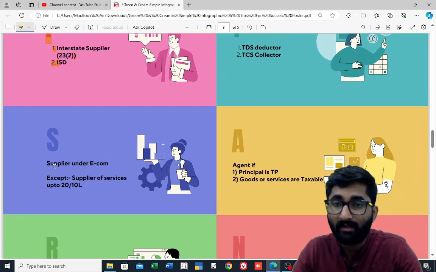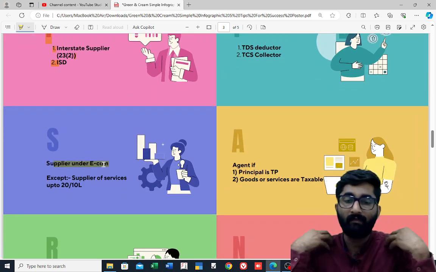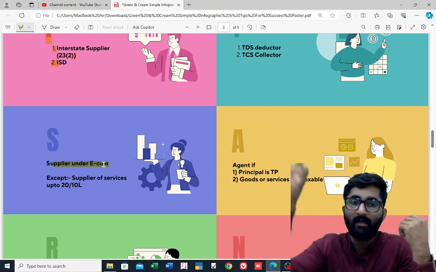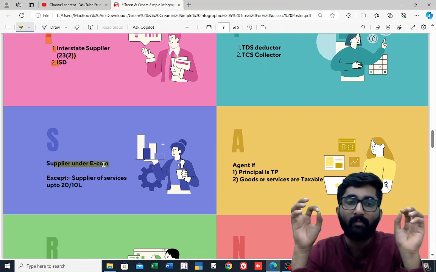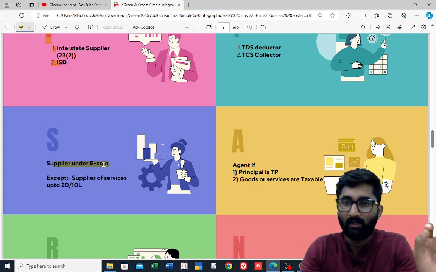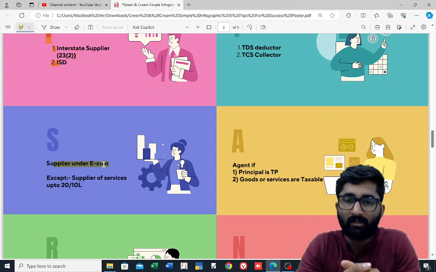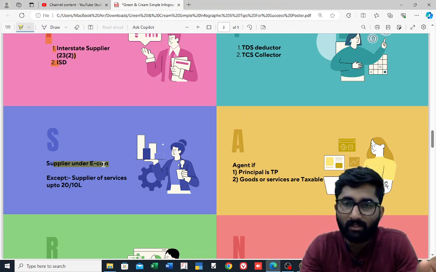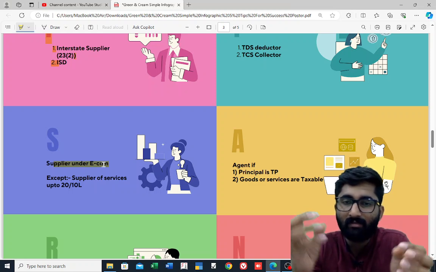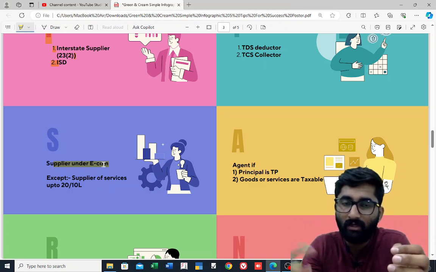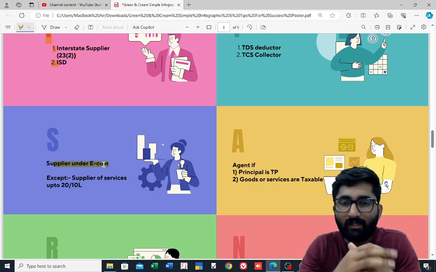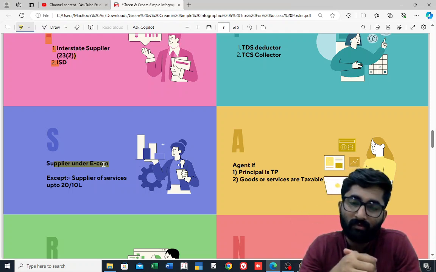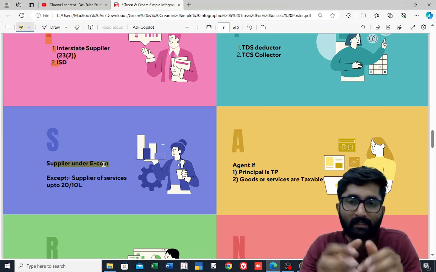S, supplier under e-commerce. If I am a supplier who is supplying under e-commerce, then I am required to take the registration. Compulsory, I have to take the registration provided. If I am the supplier of service, then I am not required to take the registration up to 20 lakhs and 10 lakhs. So why, sir? What is the logic, sir? Because the e-commerce operator will do the TCS, tax collected at source. To claim that, I have to take the registration. If I am the supplier of services up to 20 lakhs and 10 lakhs, I am not required to take the registration.